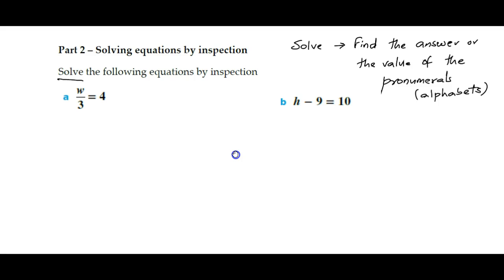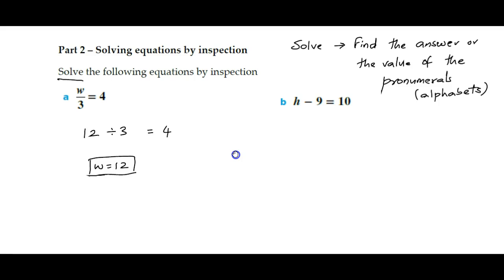So what's a number that first comes to your mind? The number that comes to my mind is 12, because think about this. If I start with a 12 and I divide it by 3, what do we end up getting? We end up getting 4. So in this case, the value for W must be equal to 12, and that's the solution to this question.